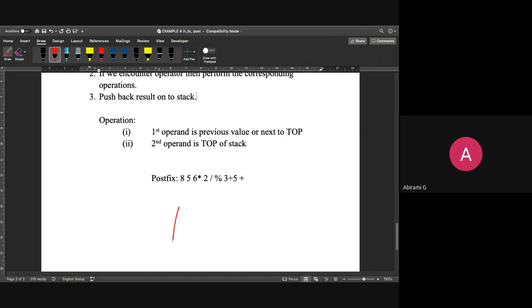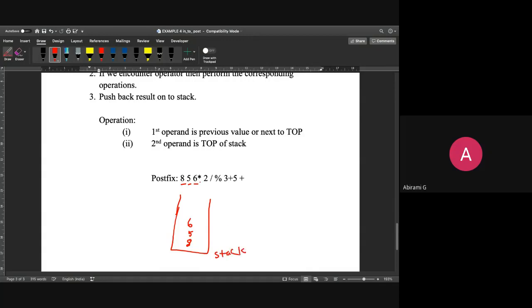See here, the first character is 8. Since 8 is an operand, we have to push it into the stack. The next one is 5. 5 is an operand, push it into the stack until we see the operator. Once we see the operator, we can perform the operations. The next input symbol is an operand, so we push it into the stack. This is our stack.